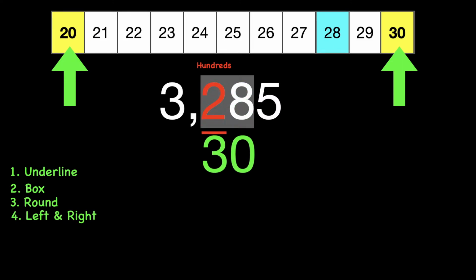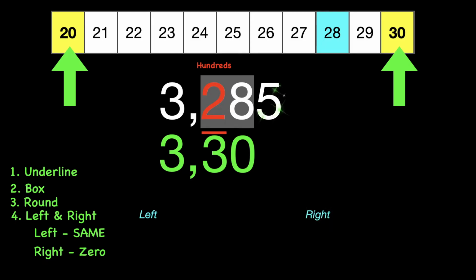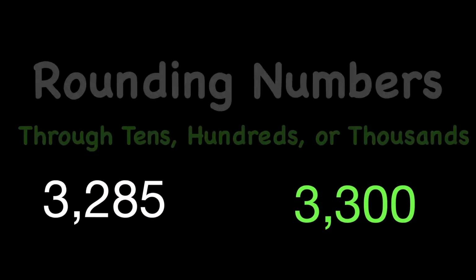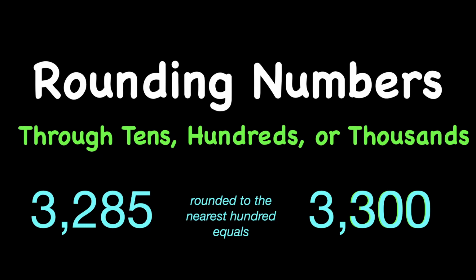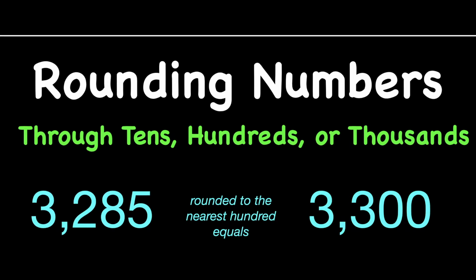Then our last step are rules for left and right. The left stays the same. So for example, see the 3 and the comma? That stays exactly the same. On the right side, we're going to turn any digits into a 0. So that 5 turns into a 0. So our final answer would read: 3,285 rounded to the nearest 100 equals 3,300. So we're dealing with problems like that today.